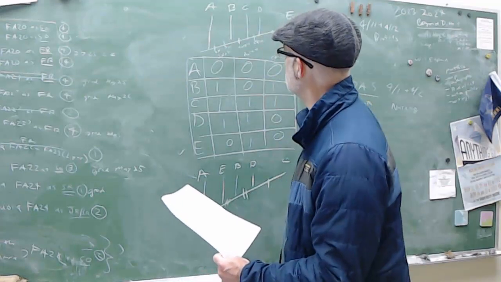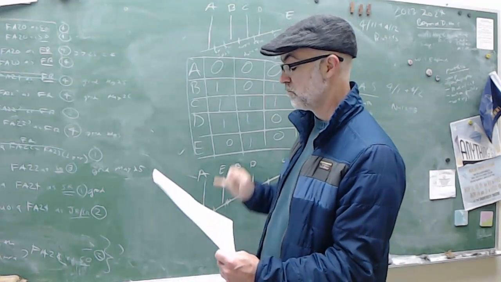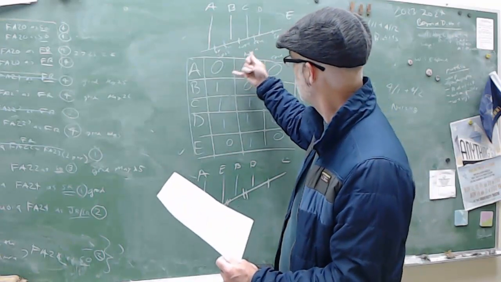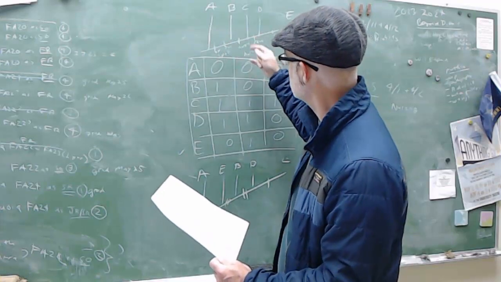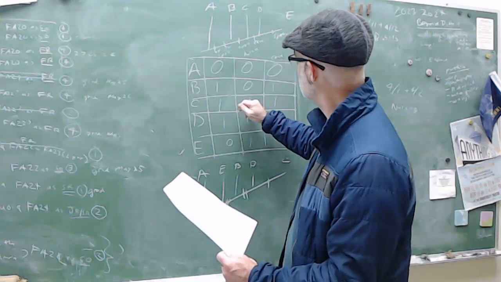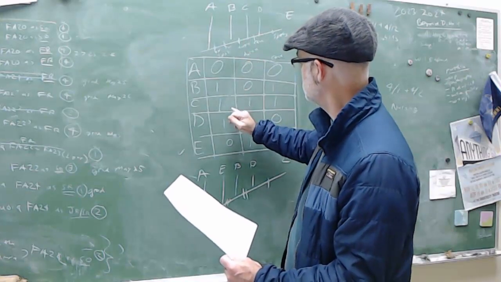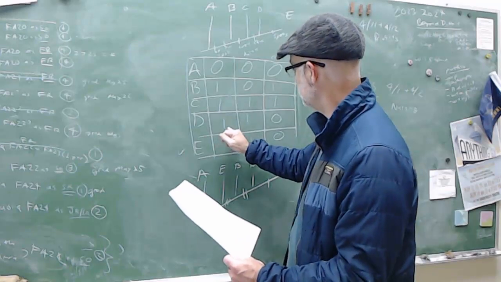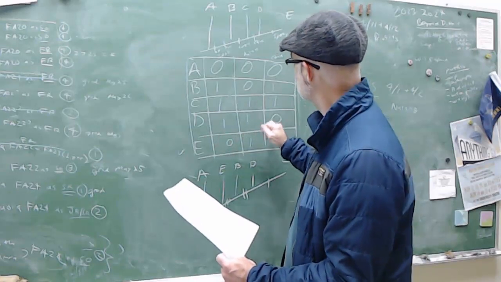Okay. Let me just make sure this works. So you want to check your work. A to B, we have 1, 2 changes. From B to C, we have one change, check. C to D, we have one change. And from D to E, we have one change, just one change.